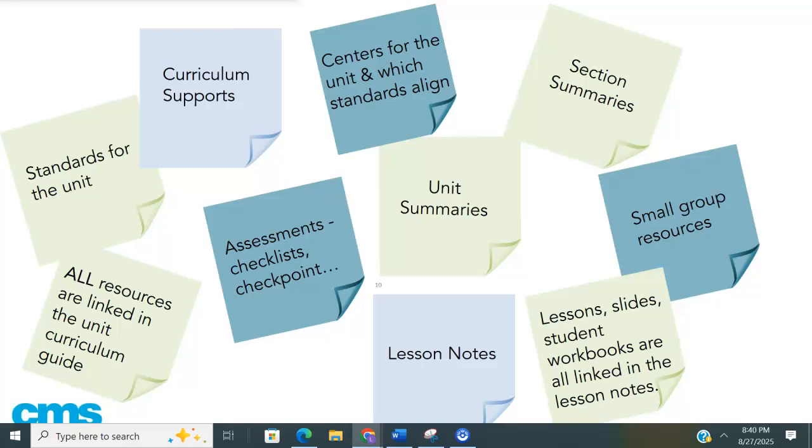Individual lesson notes are available to support teachers in weekly implementation. Access to individual lesson plans, slides to accompany instruction, cool downs, practice problems, and the student workbook can all be obtained through the curriculum guide.